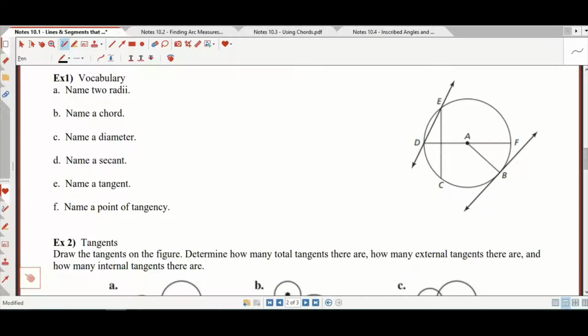Vocabulary. Name two radii. So let's take a look at this. I know you'll probably see the first one. That's probably the easiest one to notice. The first radius I see is AB. So segment AB is a radius.